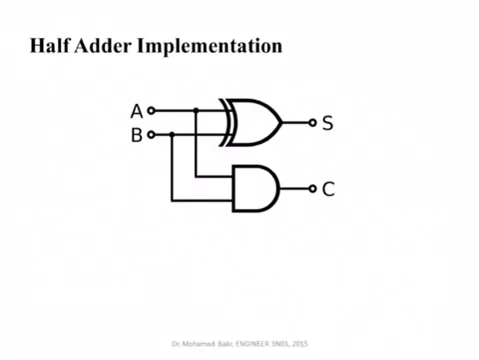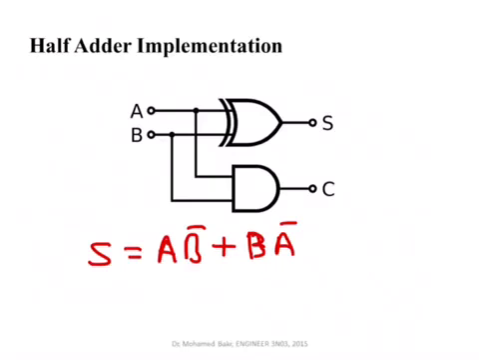Okay, this is the implementation of the half adder, and as we agreed, the sum for this circuit is simply equal to A B bar plus B A bar. It simply gives you 1 only if one of them is 1 only, so it's an exclusive OR circuit, and this is why we represented the sum here by an exclusive OR.